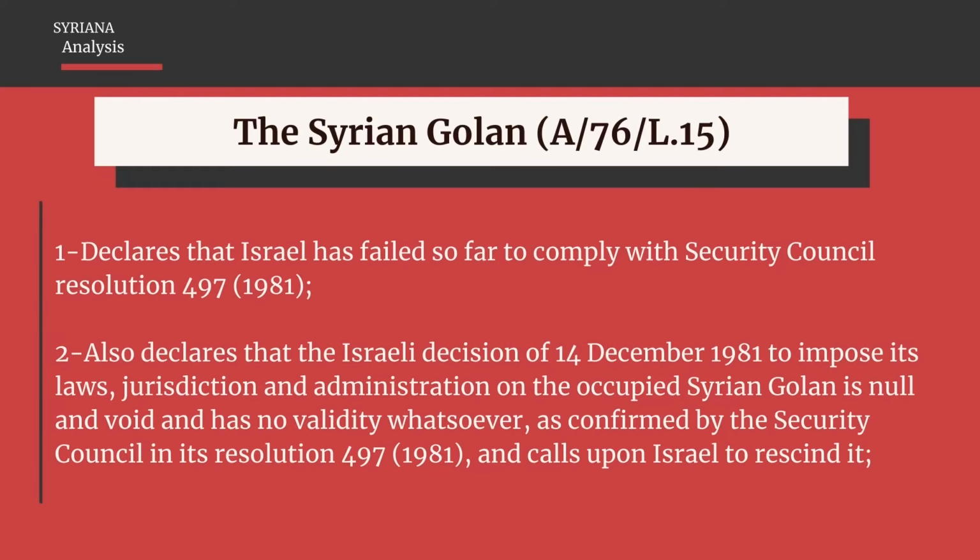The resolution declares that Israel has failed so far to comply with Security Council Resolution 497. It also declares that the Israeli decision of 14 December 1981 to impose its laws, jurisdiction, and administration on the occupied Syrian Golan is null and void and has no validity whatsoever, as confirmed by the Security Council in its Resolution 497, and calls upon Israel to rescind it.